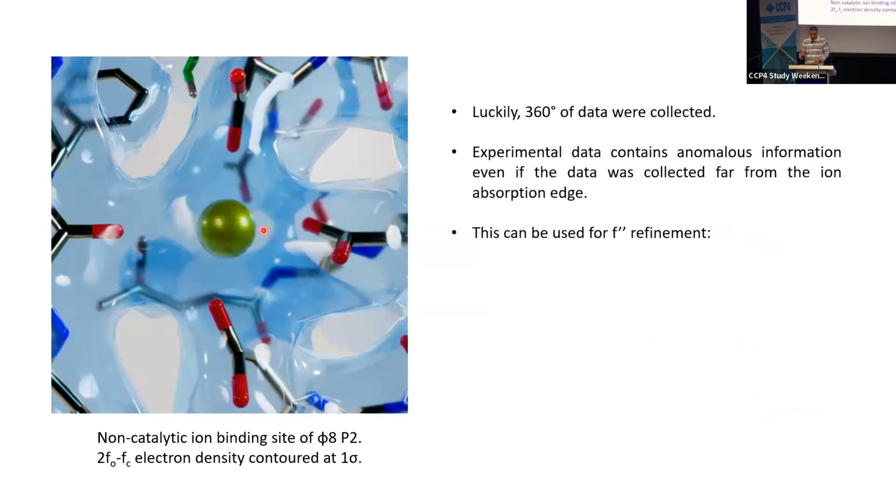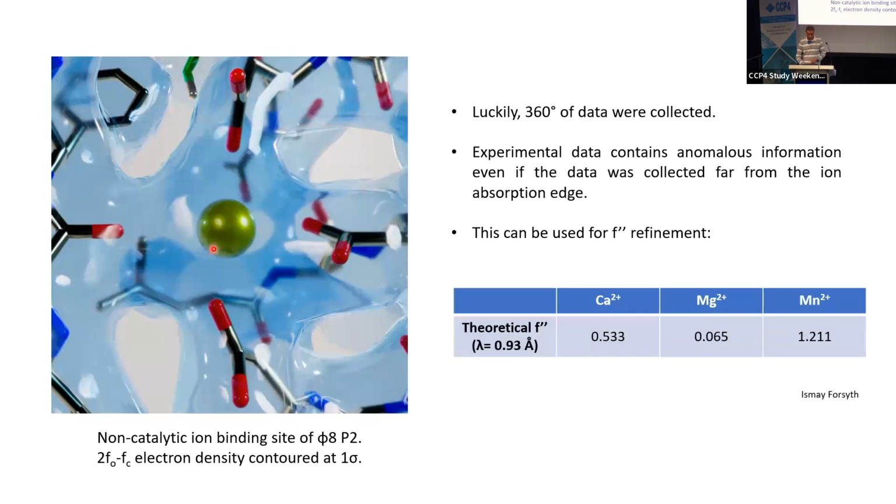So, as I said, it was collected 20 years ago, but at least we are lucky that it was 360 degrees of data. It was actually a high symmetry as well. That means that we could use the anomalous signal present in the data set, even if it's weak. And we did use that for F-double prime refinement. I will come later to F-double prime. But just to show you the results, the data was collected at 0.9 angstrom wavelength. The theoretical value for F-double prime for calcium is 0.5, magnesium 0.06, and manganese 1.2.